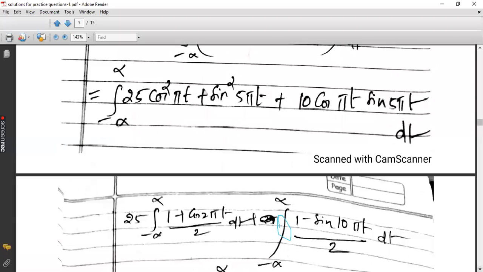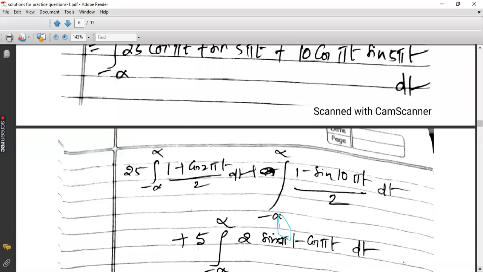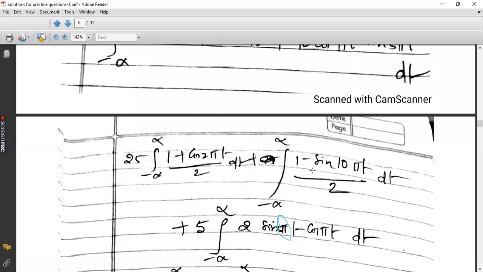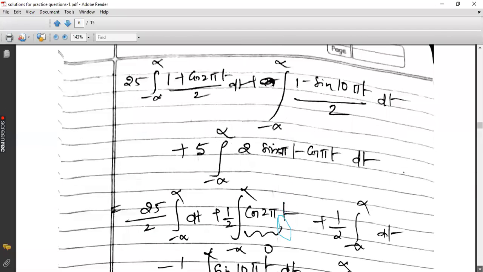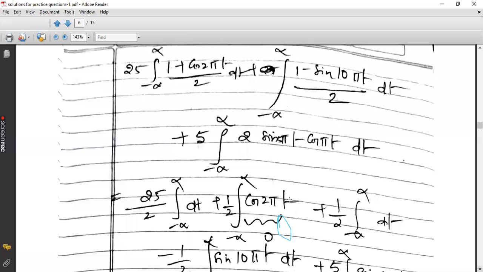But still there is no change for the answer. Sin square theta is 1 minus cos 2 theta by 2. If you have written this, please make it as cos. Okay, then you integrate within the limit minus infinity to infinity.